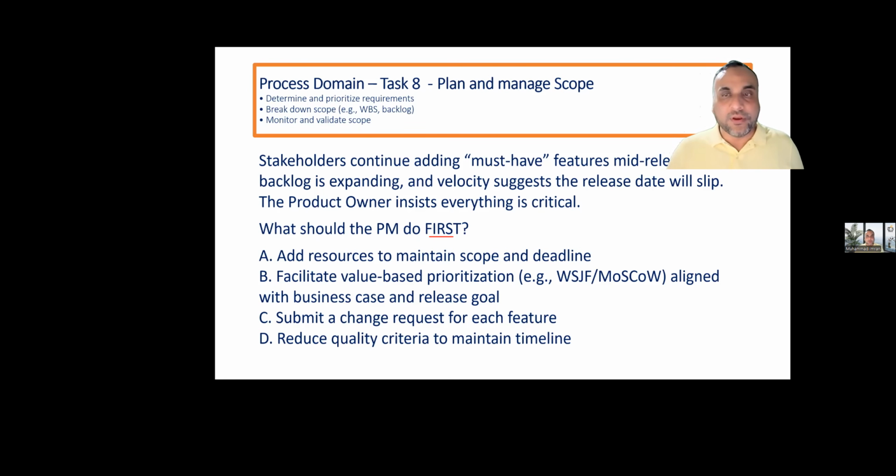A: Add resources to maintain scope and deadlines. B: Facilitate value-based prioritization aligned with the business case and release goal. C: Submit a change request for each feature. D: Reduce quality criteria. So reducing quality is out of the league, and adding resources, whether in predictive or adaptive, you need to use a change request. Submitting a change request for each feature is not a good option because we have a product owner, so the product owner will be responsible for this. So yes, the better answer is B. Very good.